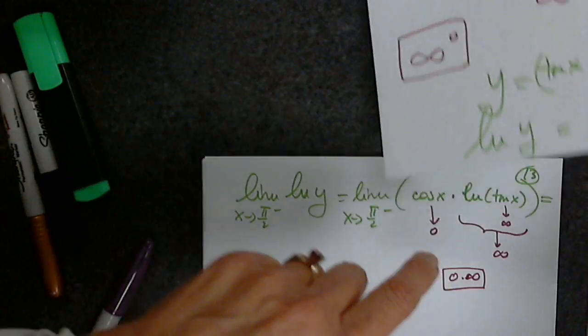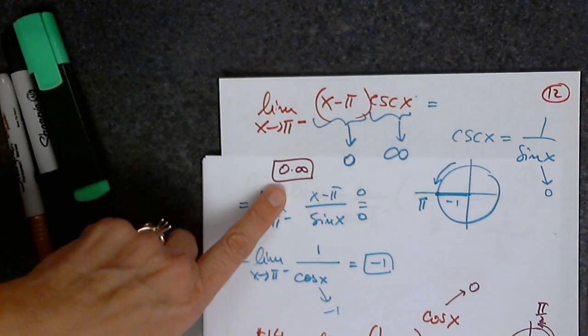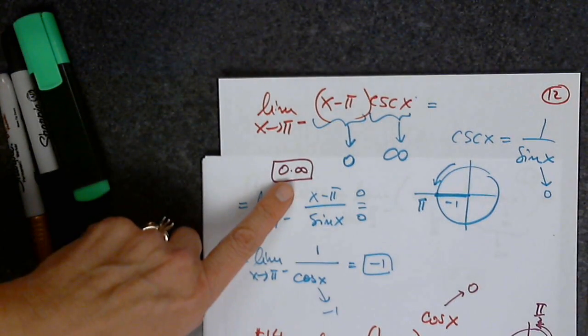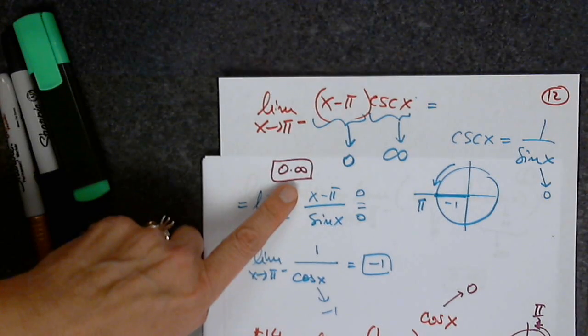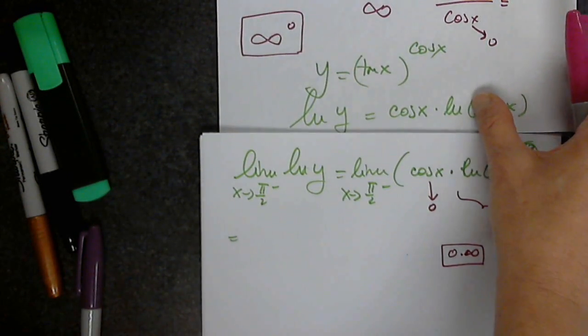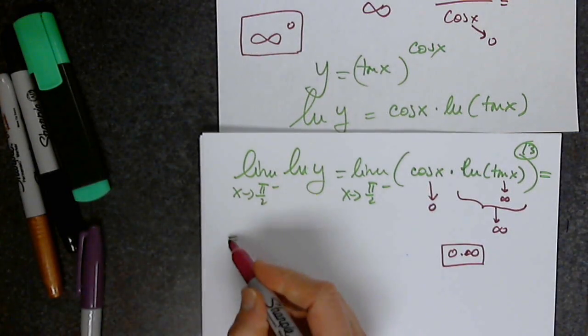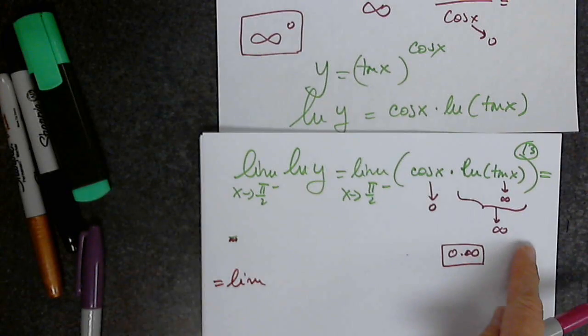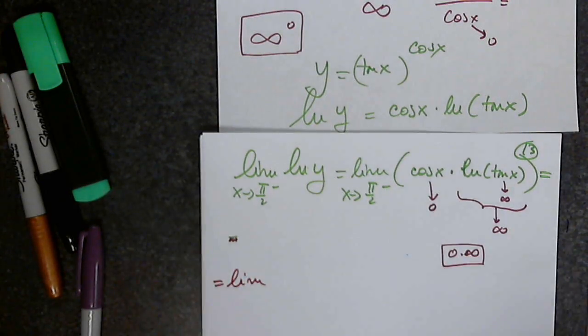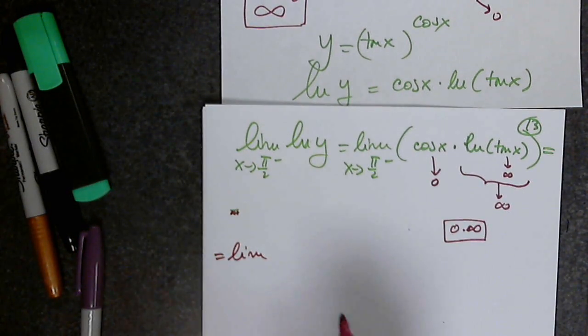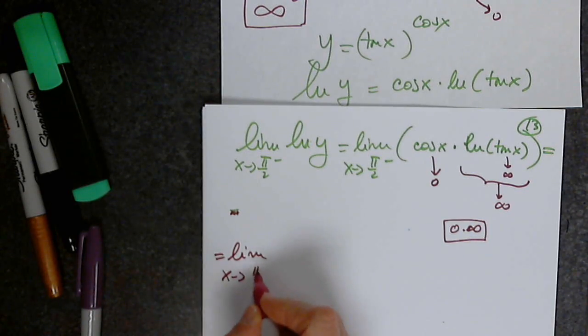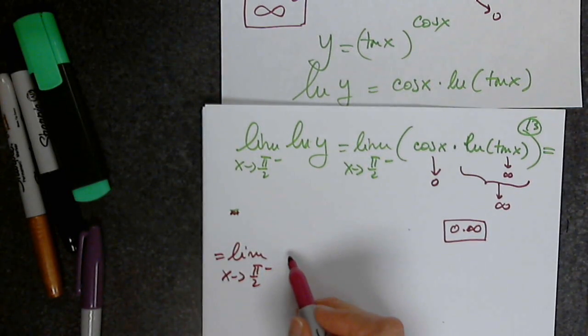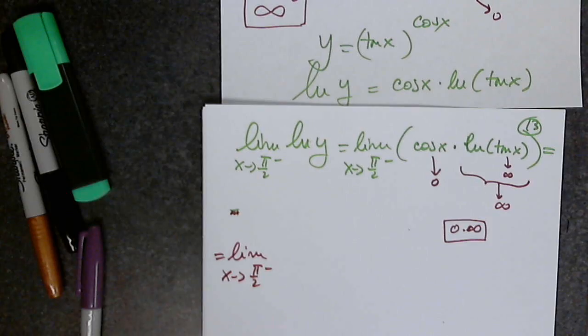This, I know it's not that hard. It only needs a small algebraic manipulation. So let's see how we do that. I need an algebraic manipulation from you that will change this 0 times infinity into either 0 over 0 or infinity over infinity. Which of these two functions will you manipulate?